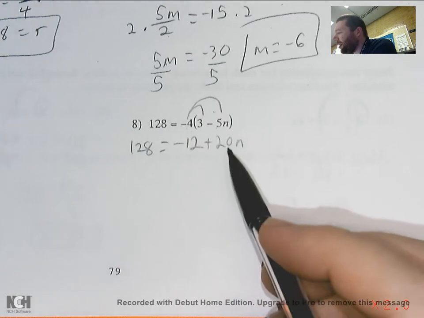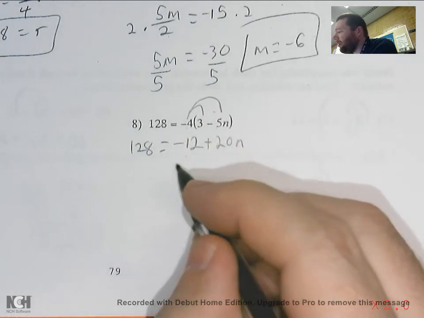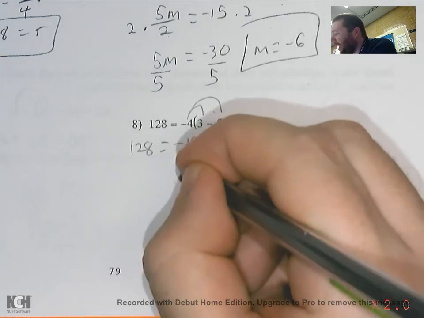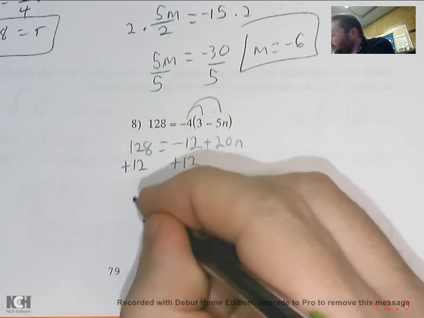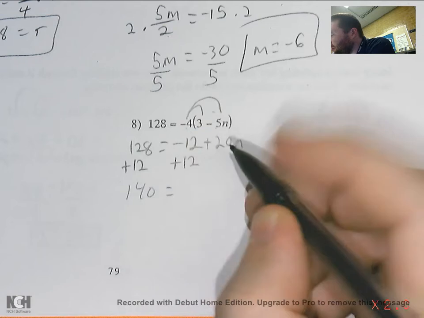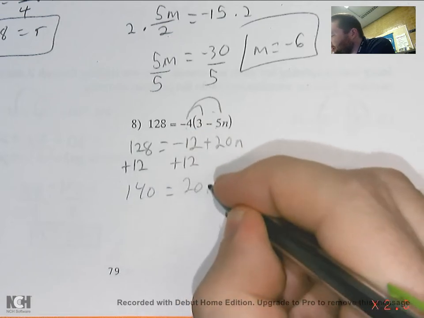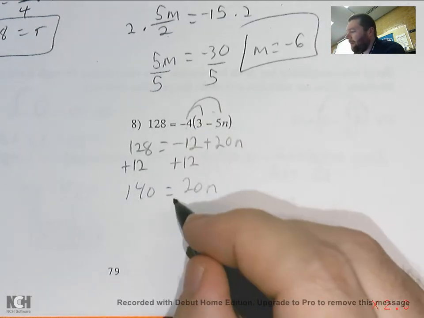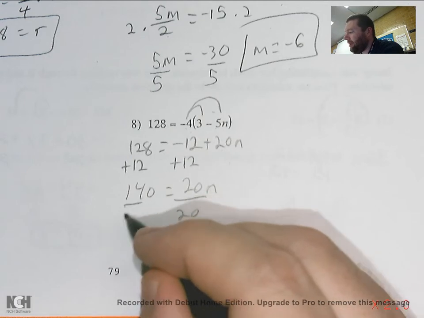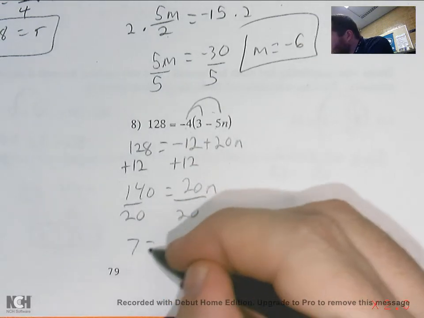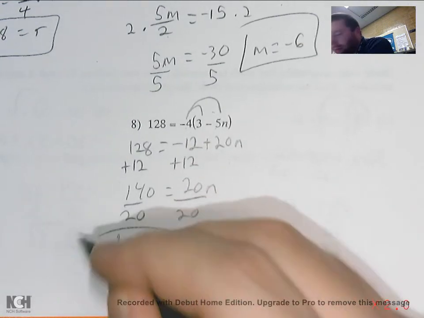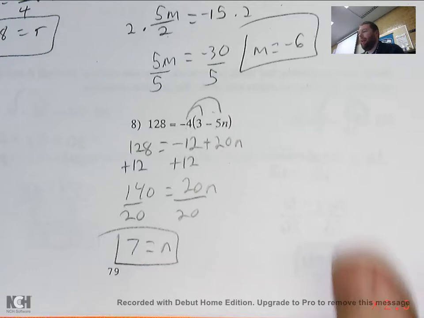And now I have a party problem, best friend and acquaintance. So I'm going to move the acquaintance first. It's negative, so I'm going to add 12 to each side. That'd be 140 equals 20n. And then I would divide to get rid of my best friend here. And I believe that's going to be 7, right? Yep. 7 is equal to n. And that is that answer.